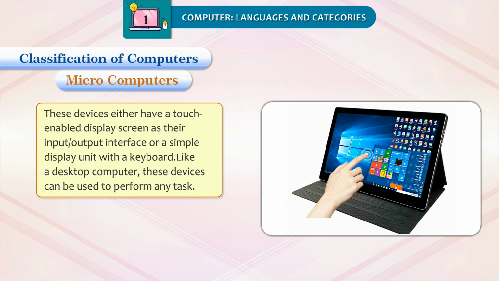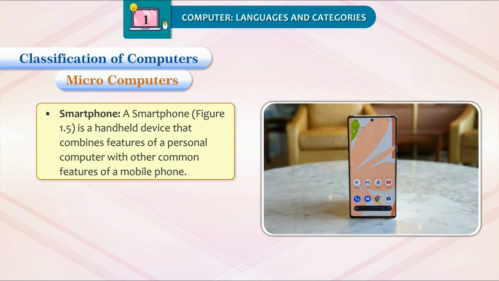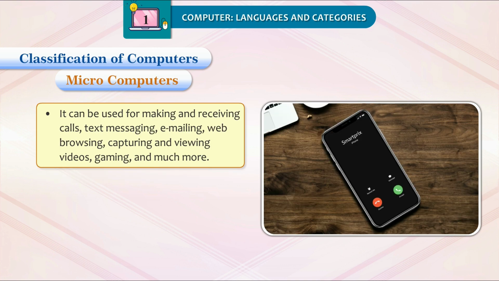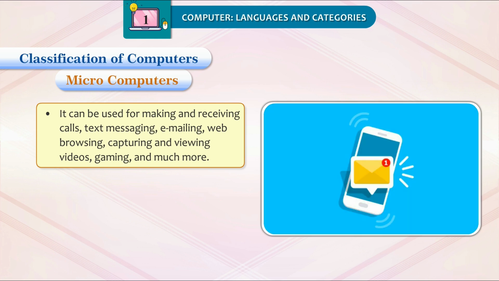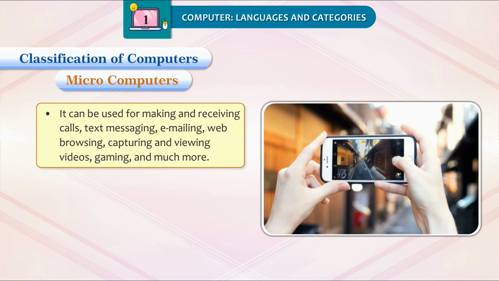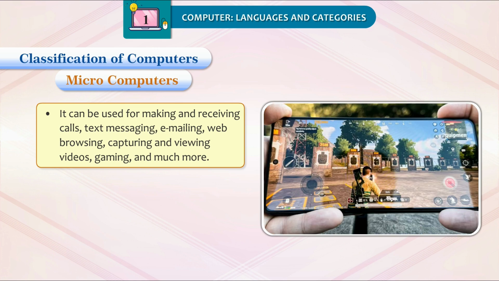Like a desktop computer, these devices can be used to perform any task. Smartphone. A smartphone, refer to figure 1.5, is a handheld device that combines features of a personal computer with other common features of a mobile phone. It can be used for making and receiving calls, text messaging, emailing, web browsing, capturing and viewing videos, gaming, and much more.